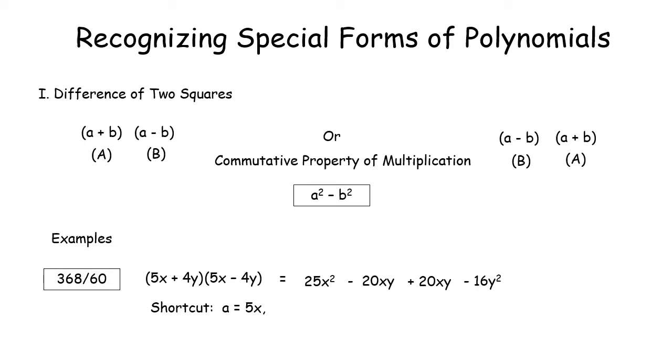The shortcut says you can take a, which is 5x in this case, and b, which is 4y in this case, and take the difference of their squares. Now this is because in the difference of two squares, the middle terms drop out, which gives you the first term being squared, and the last term being squared.